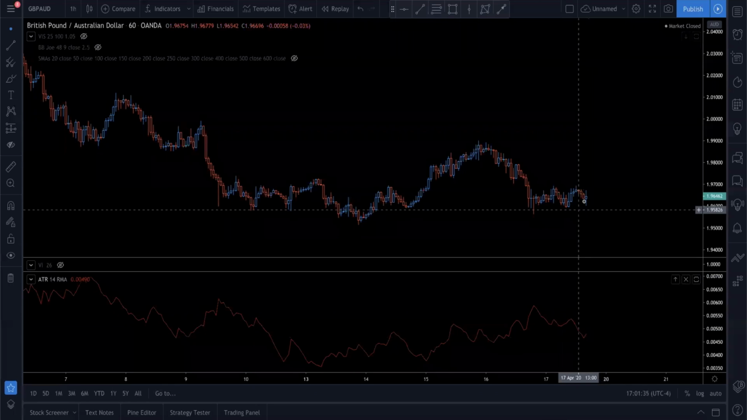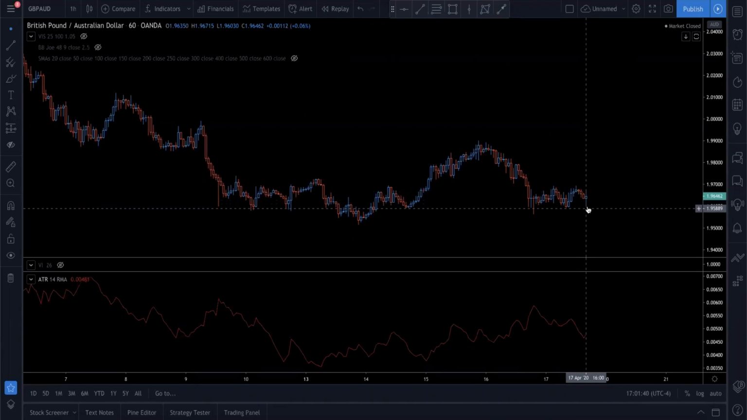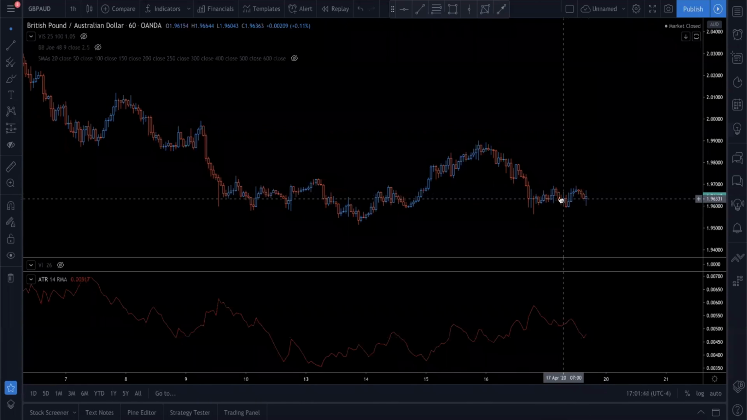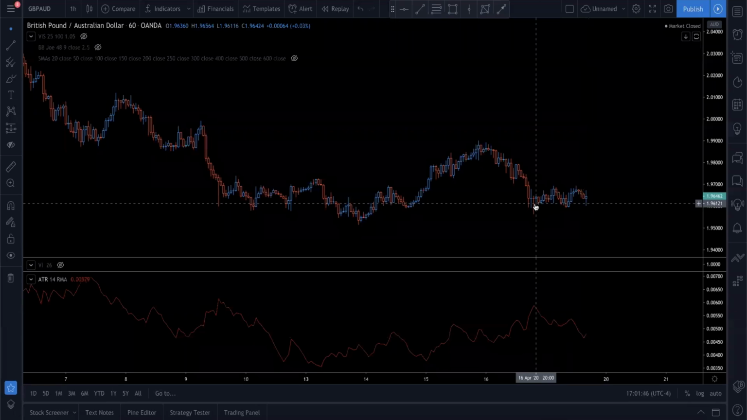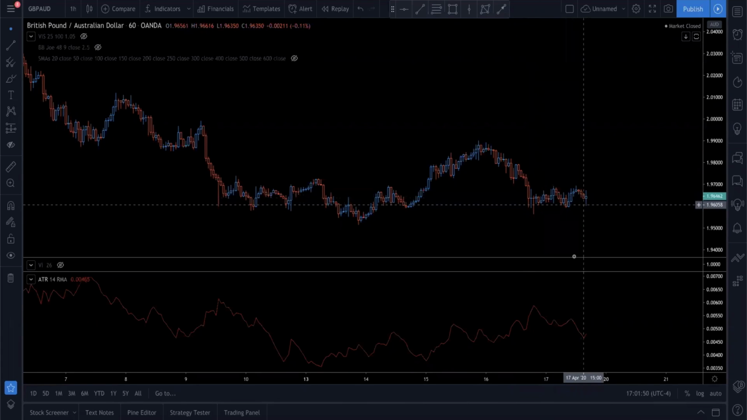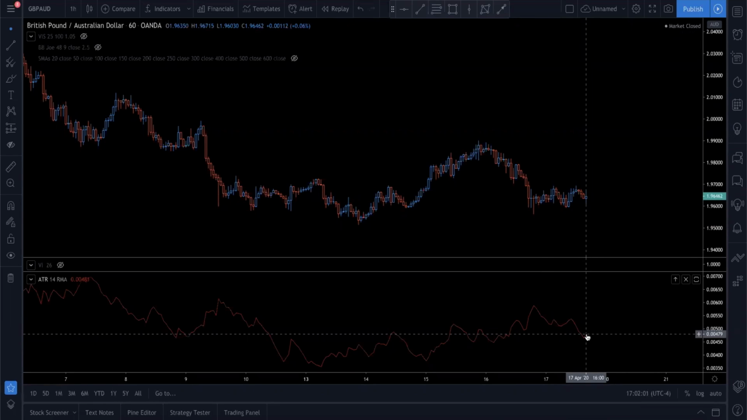So basically what it does is it takes the high, subtracts the low, and whatever that difference is, it adds it 14 times. So whatever the total is for each of the last 14 candles, it adds them together and then divides that number by 14. It gives you the average number of pips that has moved in each candle over the past 14 time periods.